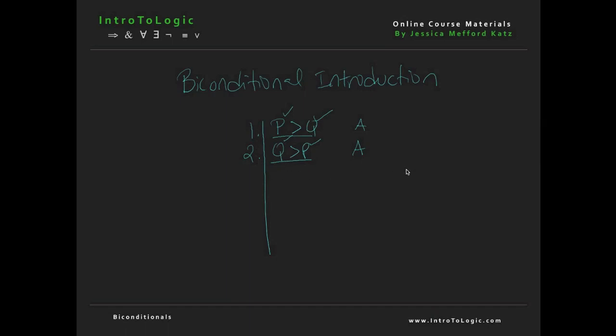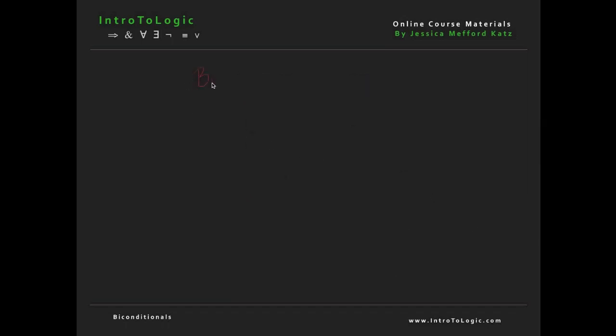So since we have these reverse conditionals, according to the biconditional introduction, we can take these two lines in our proof and combine them to form a biconditional. And you just represent biconditional introduction with the biconditional sign and an I. And that's that.